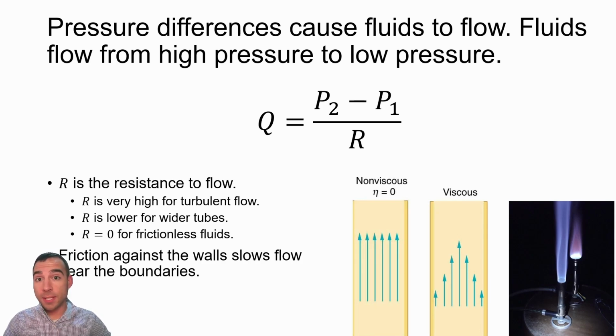A fluid's viscosity is related to its resistance to flowing. Pressure differences are what cause a fluid to flow. Fluids will always flow from high pressure to low pressure, and therefore we can characterize a flow rate associated with this pressure difference. The flow rate will depend on the pressure difference between points 1 and 2 of the system and the resistance in the system, which is related to the viscosity.